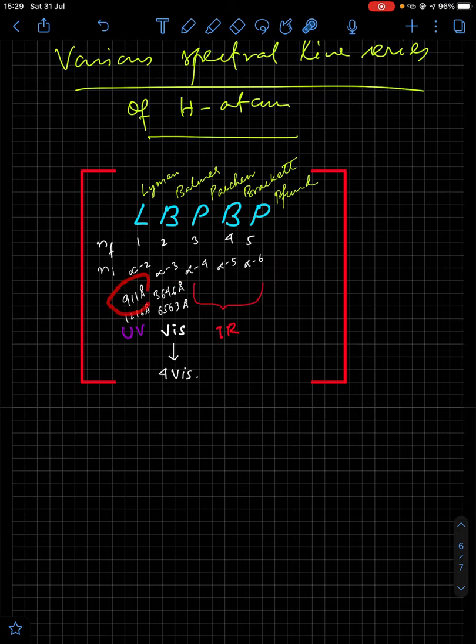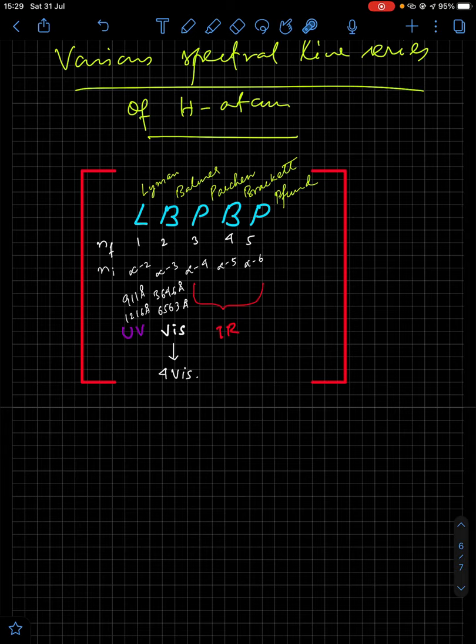So here you'll get the maximum wavelength as 1216 angstrom and the minimum wavelength as 911 angstrom. Maximum wavelength you'll get when the energy is minimum, like when the transition is from 2 to 1, a minimum energy photon will be released. In that case, the wavelength of the photon will be maximum, that is 1216. Similarly, in Balmer series, 3646 angstrom will be the minimum wavelength and 6563 angstrom will be the maximum wavelength.